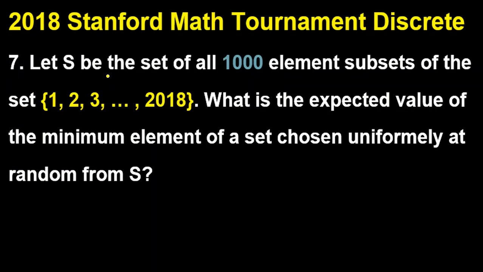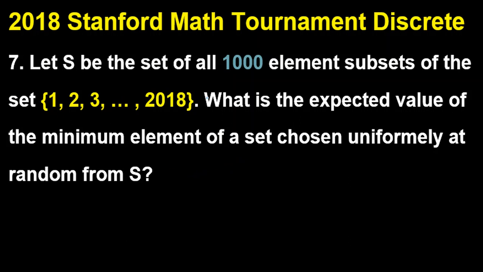Problem number 7: let S be the set of all 1000 element subsets of the set 1 to 2018. What is the expected value? Expected value means mean of the minimum element of a set chosen uniformly at random from S. So at first, let me explain what the problem is.